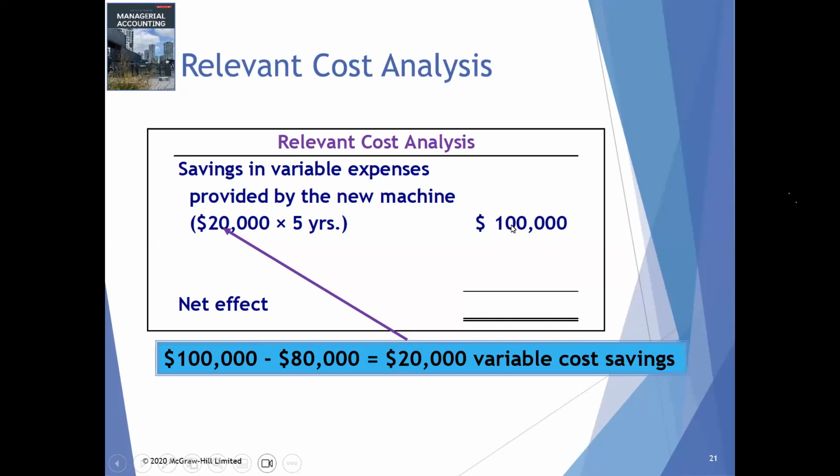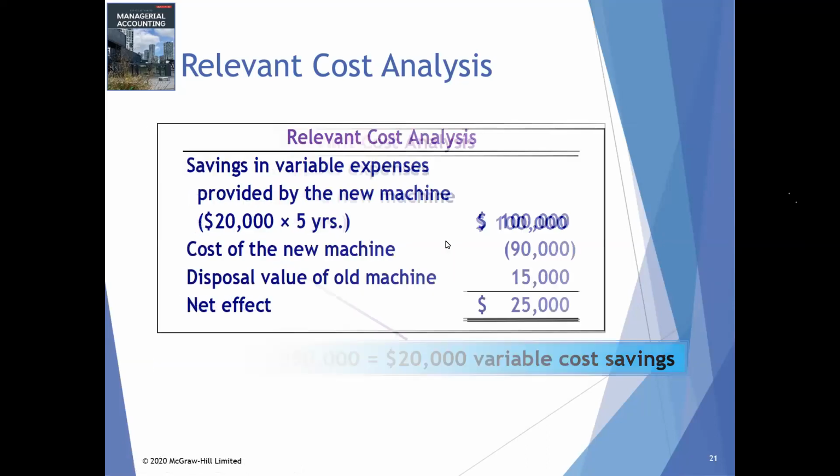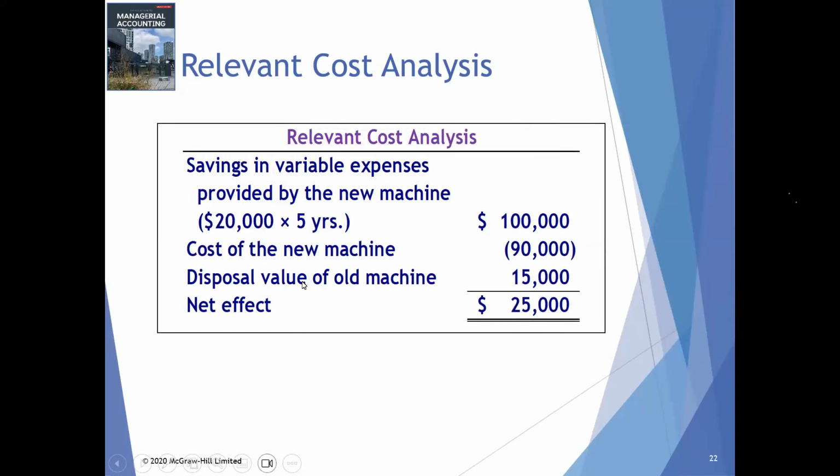Now, if we have saved $100,000, we add $15,000 as the disposal value of the old machine, and we deduct the cost of the new machine. Definitely the cost of the new machine will be considered as depreciation, because we will be using that machine for 5 years. It will be depreciated over a period of time, every year for 5 years.